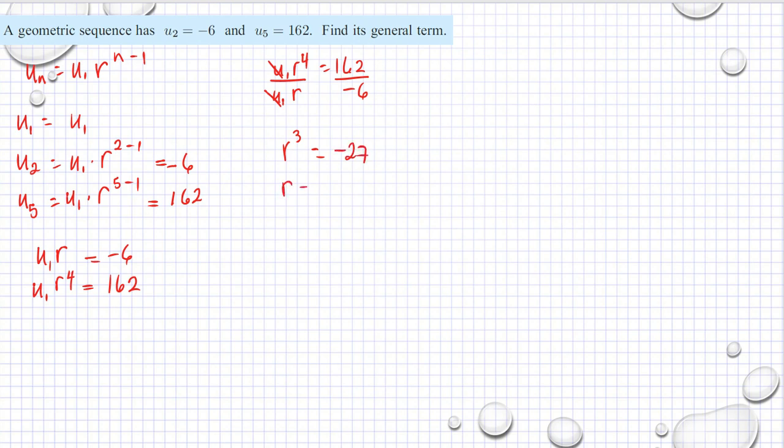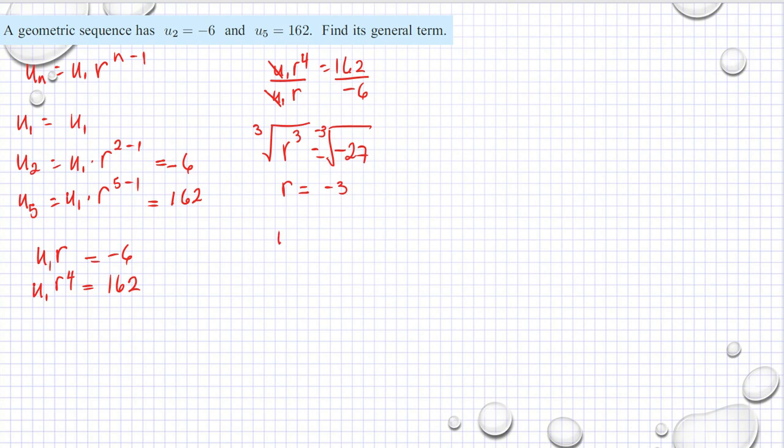So our r now is equal to the cube root of -27, which is -3. You need to take the cube root of that. So now we have the r. What is left is u sub 1. But we can use u sub 2.